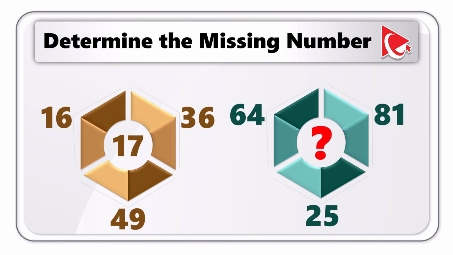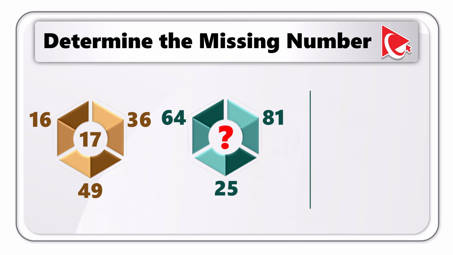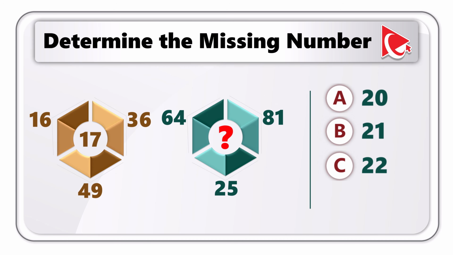You need to calculate and select the missing number out of 4 possible choices. Choice A, 20. Choice B, 21. Choice C, 22. And last but not least, choice D, 23.